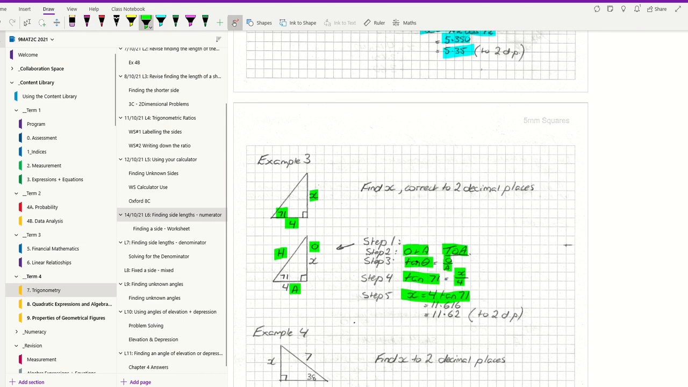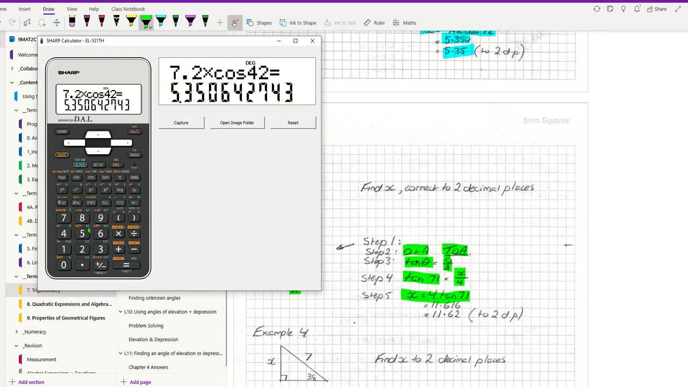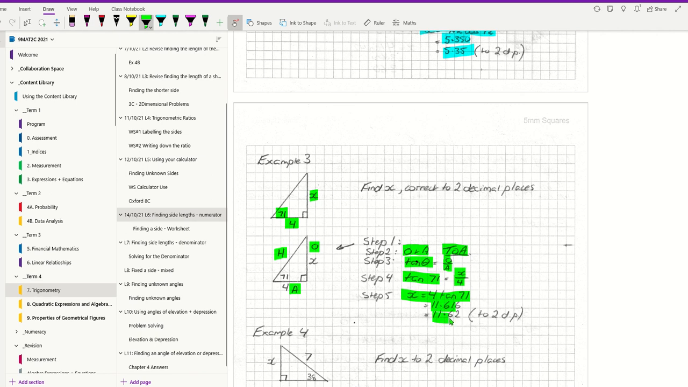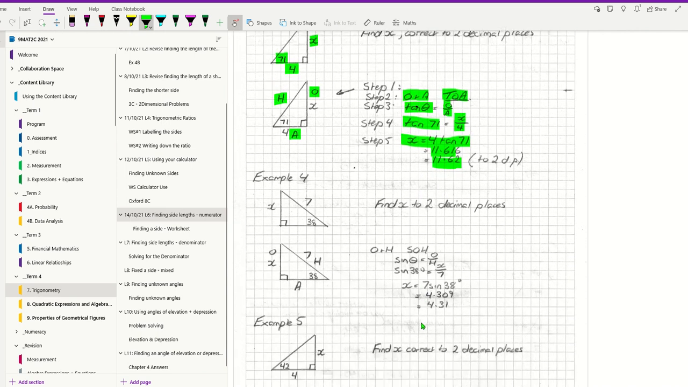Come across to our calculator and type in there 4 times tan 71 equals 11.616 or 11.62 to the 2 decimal places.